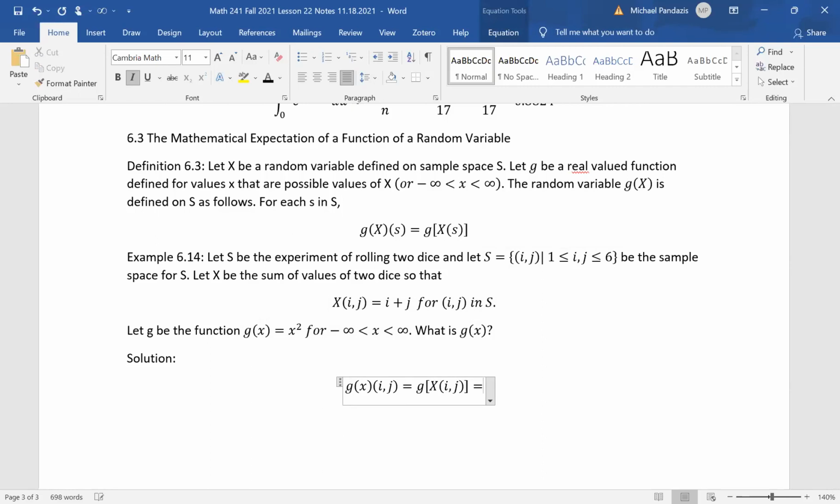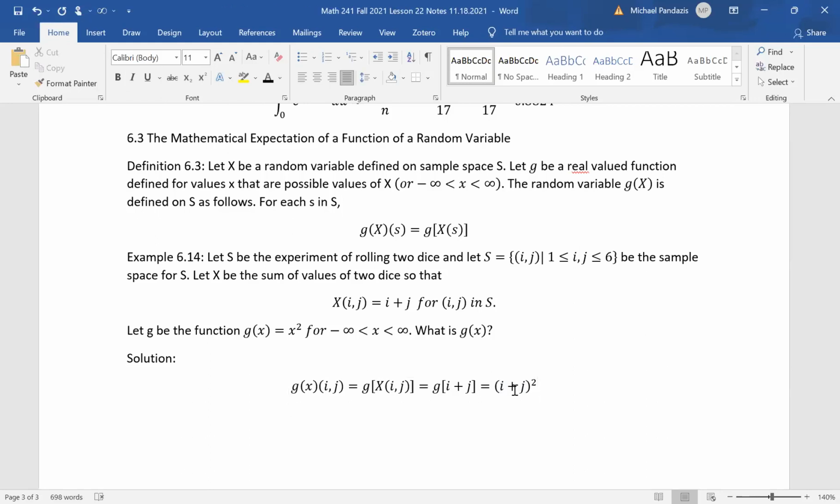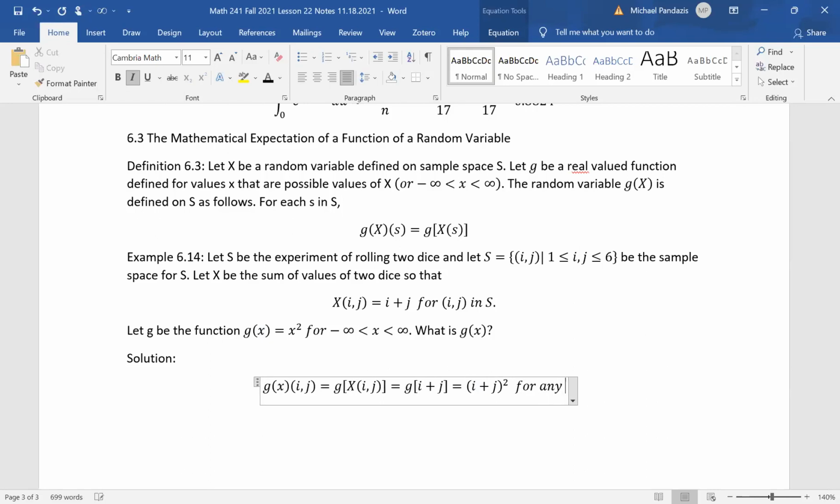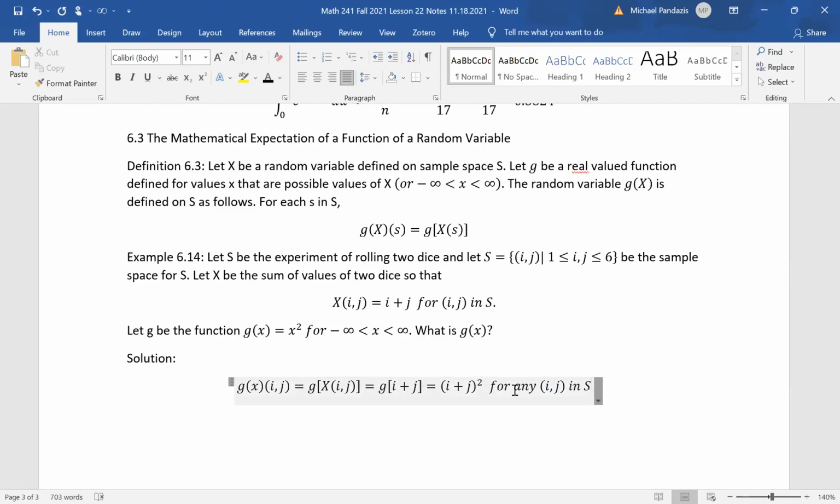Well, what is X of (i, j)? X of (i, j) is i plus j. And so it's g of X of (i, j), which we said is g of i plus j. Well, what is the function g? When you have an input for g, the output is squared. g of x equals x squared, so it just takes your input and squares it. And so g of i plus j is (i plus j) squared. And this is for any (i, j) in capital S.